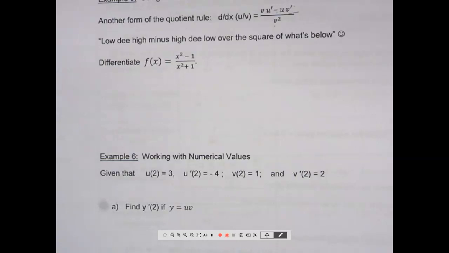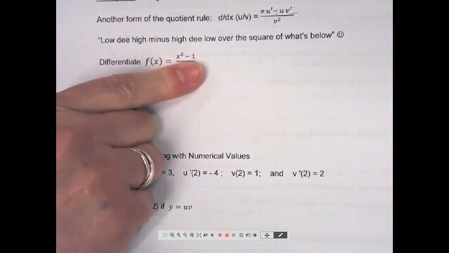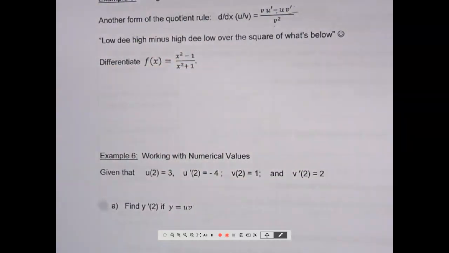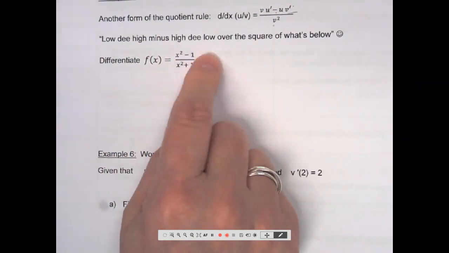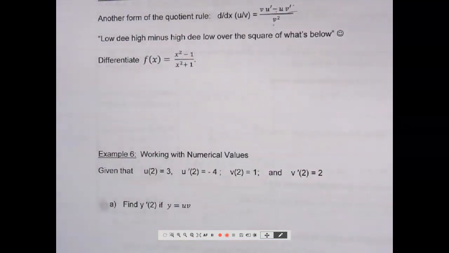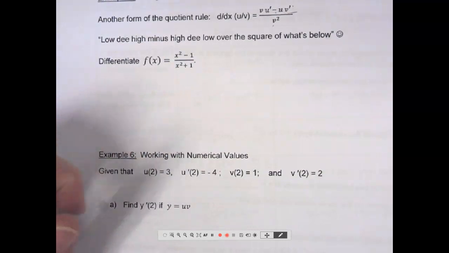Can I cancel out x squares? No. It looks like we could, but we can't. Can I factor an x squared out of the numerator? No. We can only cancel common factors, not terms. X squared are terms here. Can't cancel common terms. What makes them a term? That they're added or subtracted.